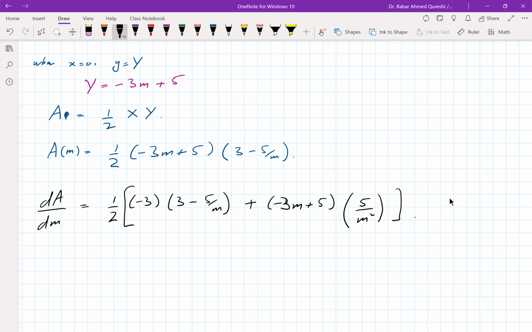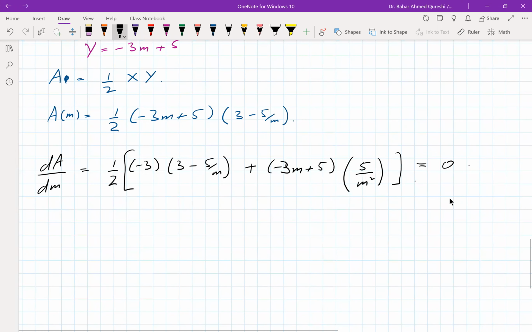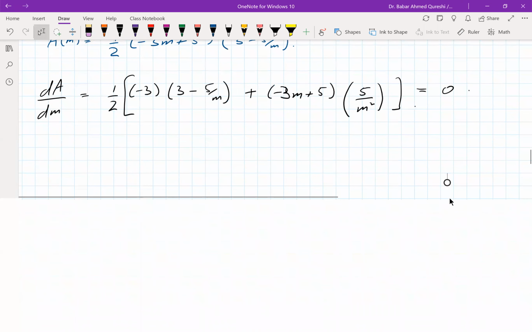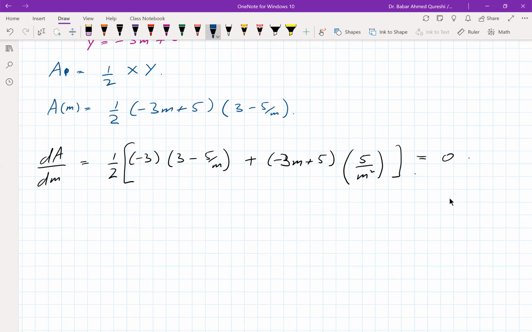Okay, and this I'm going to put equal to 0. So if you can do this quickly, you get, I can get rid of this half, minus 9 minus 15 plus 15 over m minus 15 over m square and plus 25 over m square is 0.